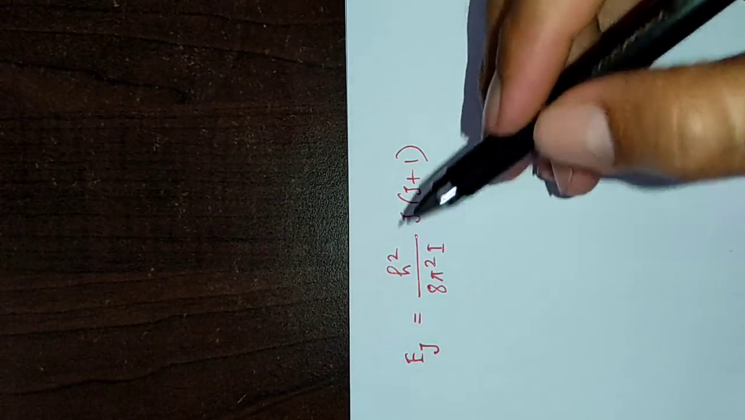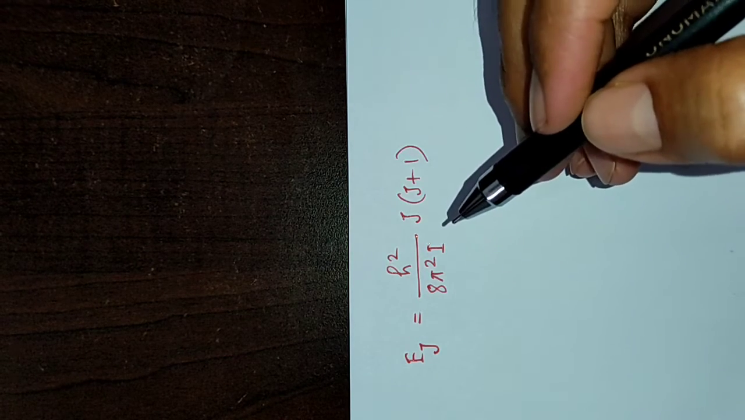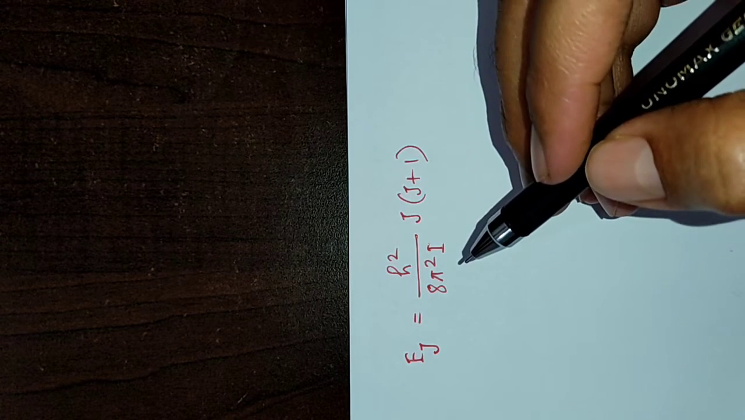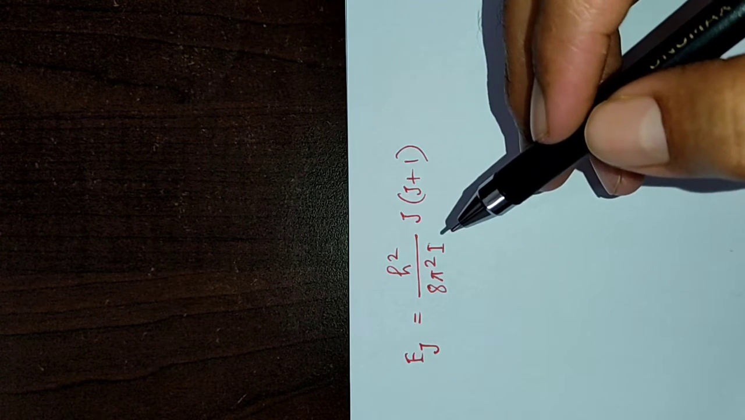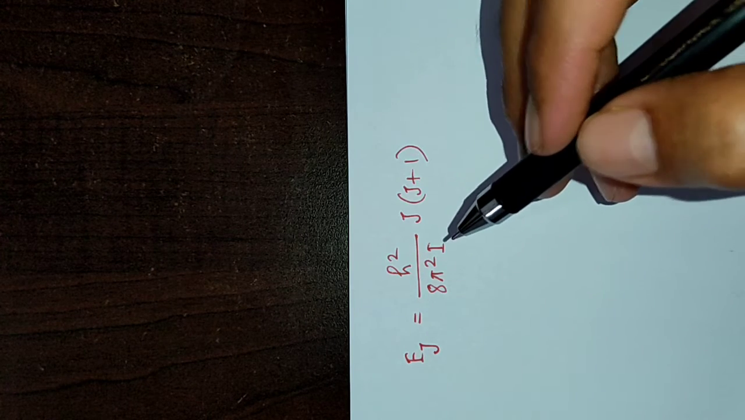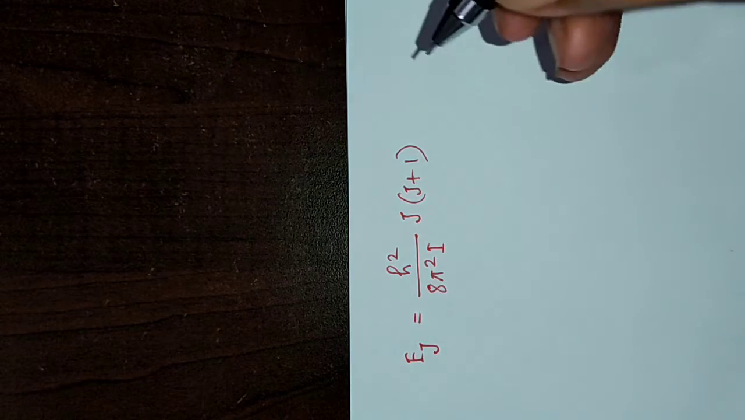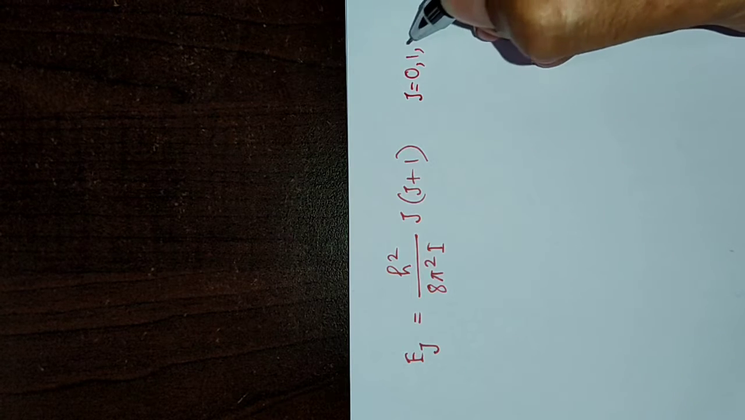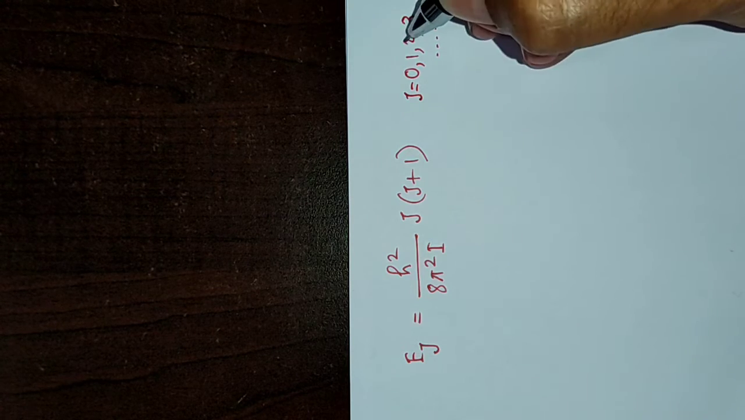This h is the Planck's constant, I is the moment of inertia that I have determined in the previous video. It is mu r square, where r is the bond length and mu is the reduced mass of the diatomic rotor, and J is the rotational quantum number whose allowed values are 0, 1, 2, 3 and so on.